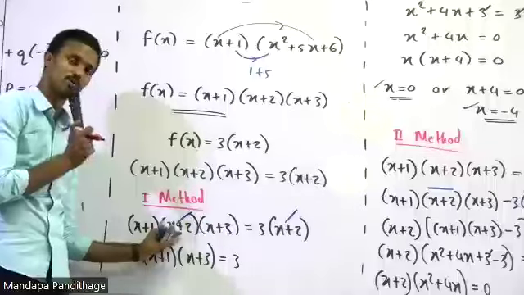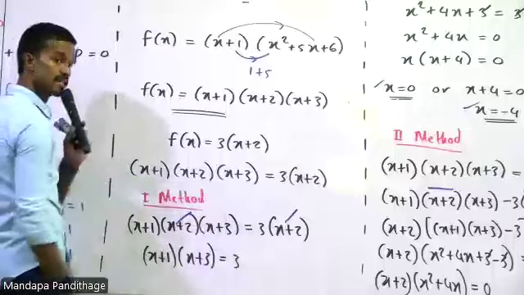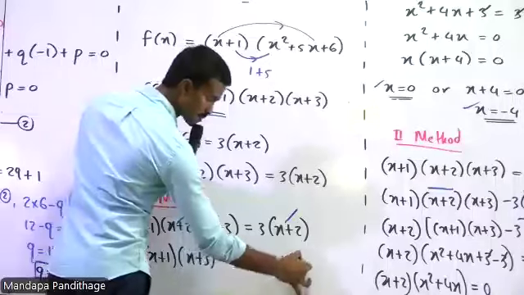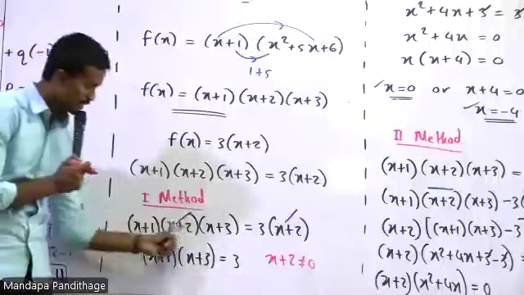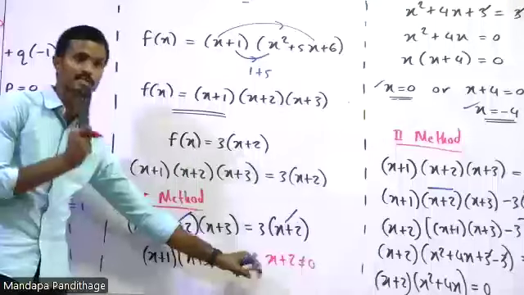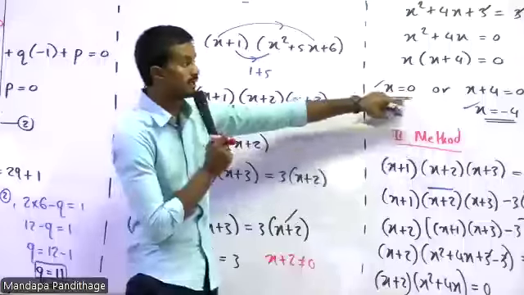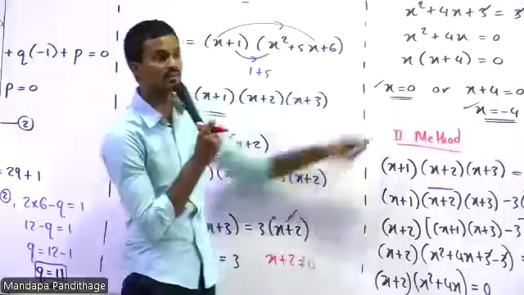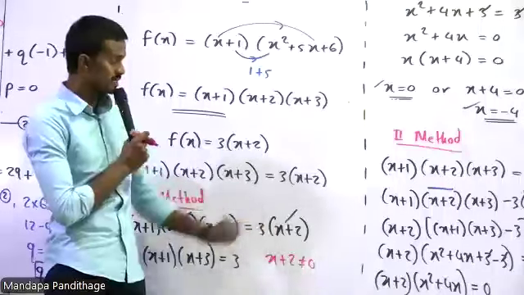You have cancelled these two. When you have cancelled these two, that means you have divided both sides by x plus 2. That means you have assumed that x plus 2 is not equal to 0. Clear? You assumed that x plus 2 is not equal to 0 when you cancelled it. That's why you don't get that result. The other one got x plus 2 equals 0. You don't get that because you have taken it out. Clear? So you have assumed that this is not equal to 0.